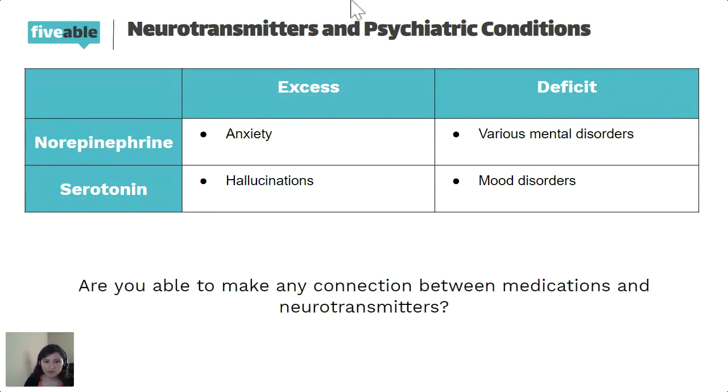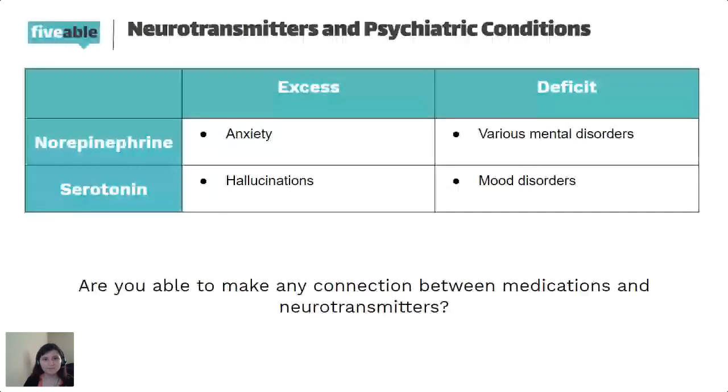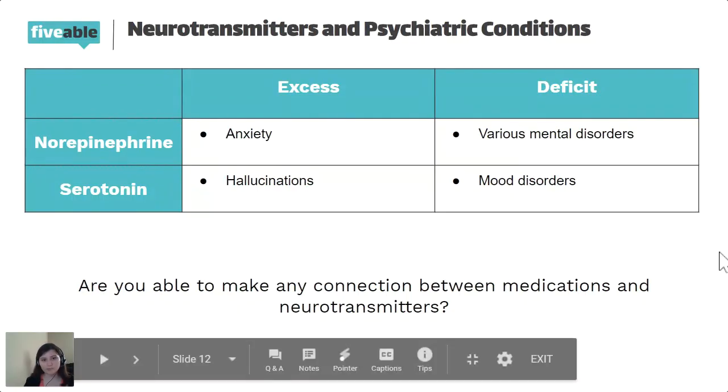So the connection between medications and neurotransmitters is relatively clear. You have antidepressants, which boost your serotonin for mood disorders. There are also antidepressants that boost other neurotransmitters, but I'm just talking about SSRIs here. And then you might have ACH for ADHD.